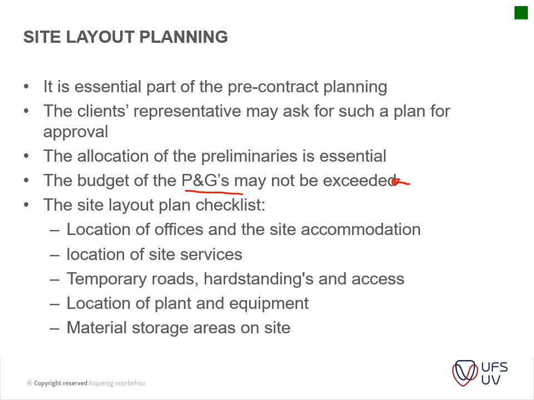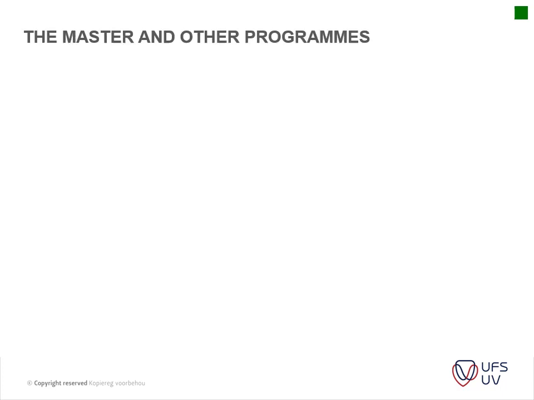And then the site layout plan, usually checklist, includes the location of the offices, location of site services, temporary roads, hard standing, and access, location of plant, equipment, material storage, etc. This is all sometimes asked by the consultants as well, because it is always important just to check whether there aren't any problems with how the site layout is designed.